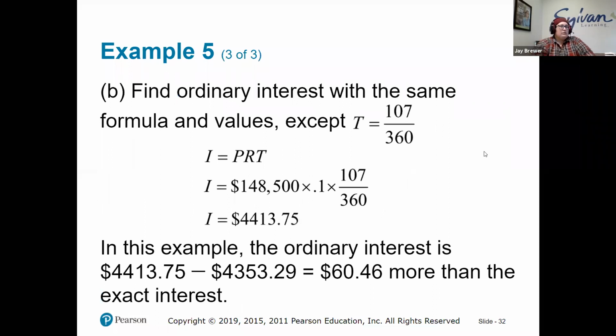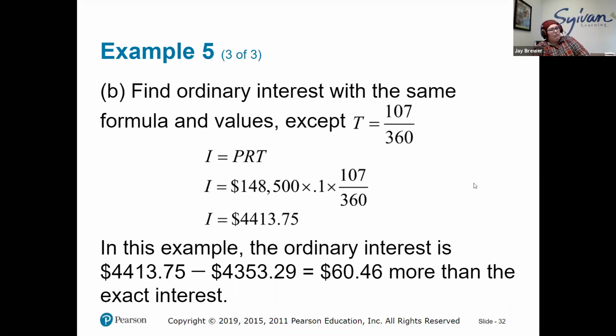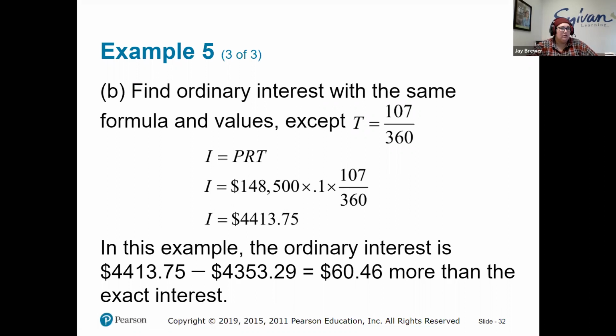All right. Here's the second approach. Again, remember, their only difference is 360 instead of 365. And it is telling you in this example, the ordinary interest is $60.46 more than the exact interest. And of course, that makes sense because you're dividing it by fewer days. All right. Any questions on that? Oh, okay.